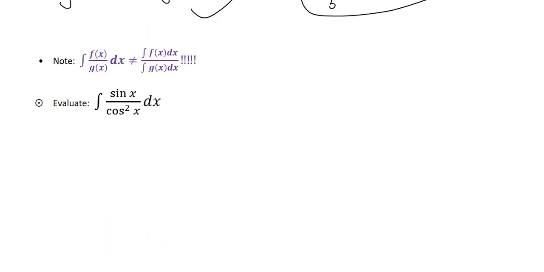One thing that's important to note is that the integral of a quotient is not equal to the quotient of the integrals, so do not do that. Don't try it. You will get it wrong.